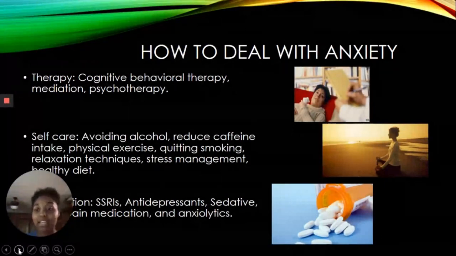And last but not least, medication. I want to emphasize that street drugs and self-medication are not something that I would recommend. All these medications are usually prescribed by your primary care physician or someone who is licensed to prescribe them. SSRIs, antidepressants, sedatives. These are all different types of medication that someone can be prescribed in order to help deal with their anxiety.